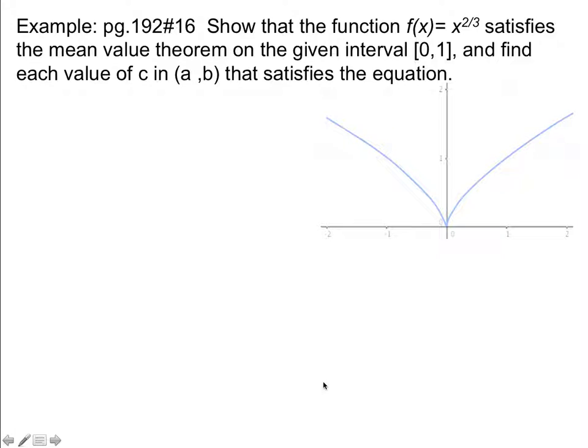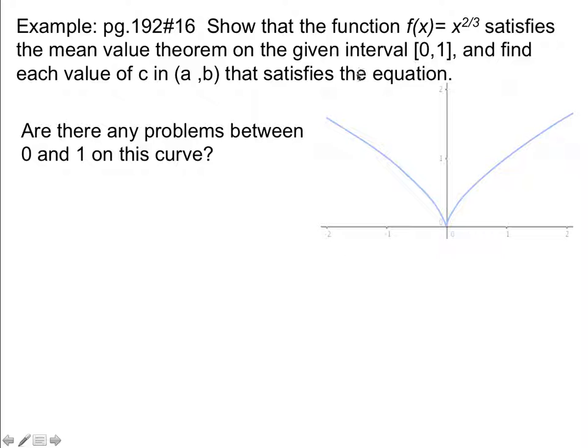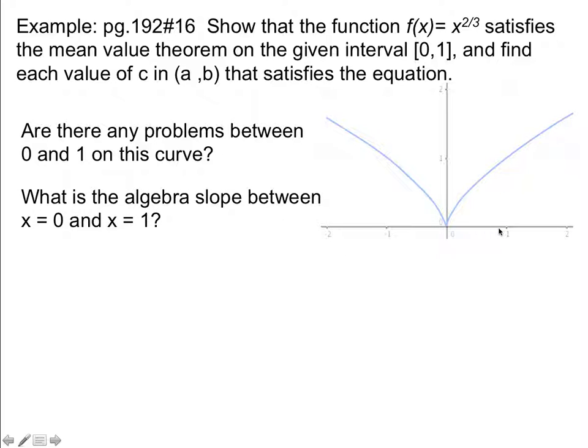So let's try this. We have this function, f of x equals x to the 2/3 power. So a 2/3 power is a squared followed by a cubed root. And so we're going to have a cusp at 0. And if you notice, first of all, it says show that this function satisfies the mean value theorem on the given interval 0 to 1. So let's take a look at this interval from 0 to 1. It's this region right here on the graph. So we start at 0, we end at 1.